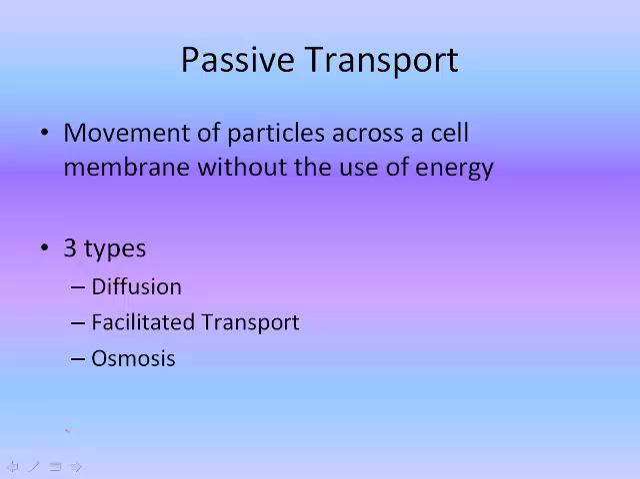Passive transport is the transport that we're going to focus on today, and it is the movement of particles across a cell membrane without the use of energy. So no energy is used in order to get particles across the membrane, which means it's passive. There's 3 types of passive transport. There's diffusion, facilitated transport, and osmosis. And again, all these types of passive transport do not use energy in order to transfer particles across the membrane.